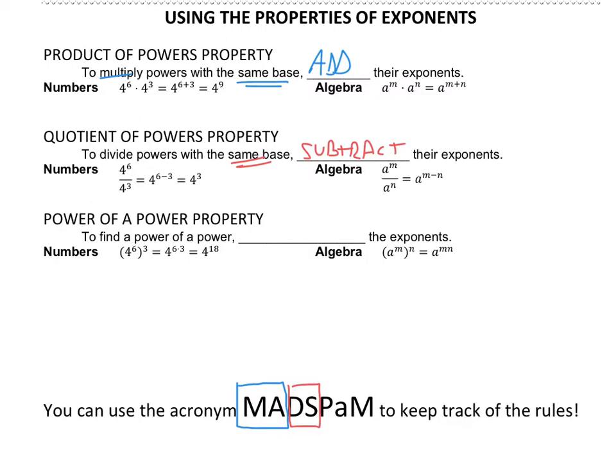And then the last one of these powers for the MAD-SPAM rules, when I have power of another power, I multiply. So now this time, you only are going to see one base. So the difference between this one and the first one. So I have 2 of the same bases being multiplied. This one has one base being raised to a power that's raised to a power. So this is the power of another power. That's when I would multiply to get that. And again, as far as my MAD-SPAM, the little a is kind of stuck in there to help make it a word. But the power of a power, you multiply.